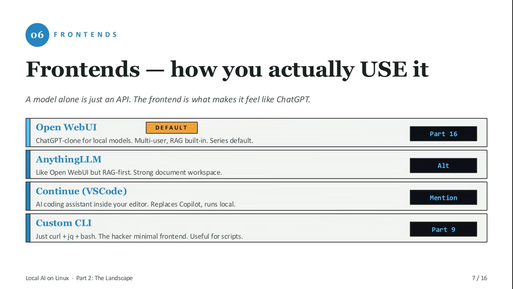Now, a model running on its own is really just an API endpoint, useful but not exactly inviting. The front end is what turns that into something that feels like ChatGPT. Open WebUI is our default for the series, a polished multi-user interface with RAG built in, and we'll set it up properly in Part 16. AnythingLLM is the RAG-first alternative if documents are your main use case. Continue brings local models into VS Code as a Copilot replacement, and for scripting, a custom CLI with curl and jq is often all you need.